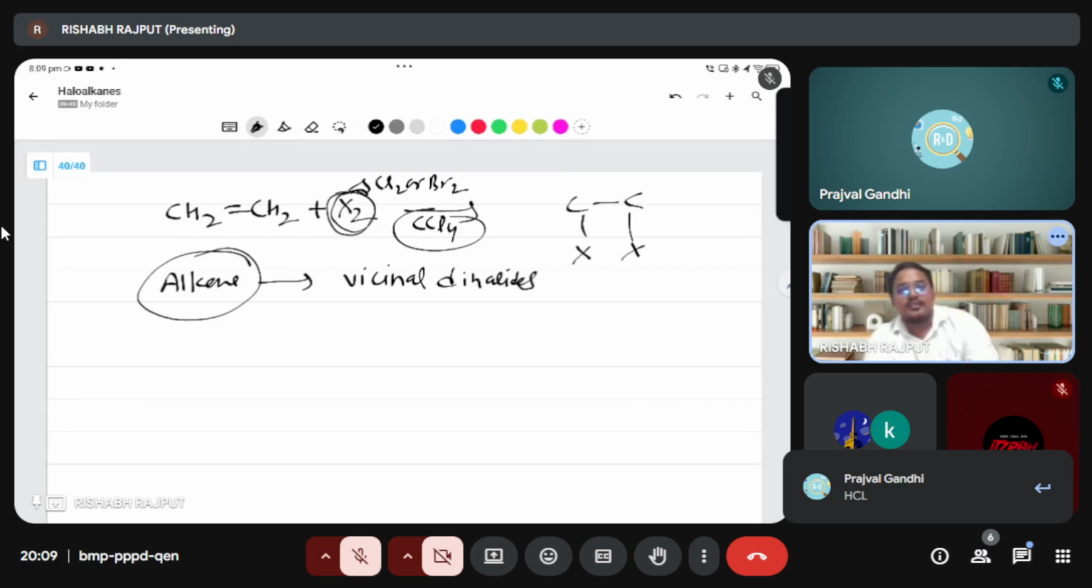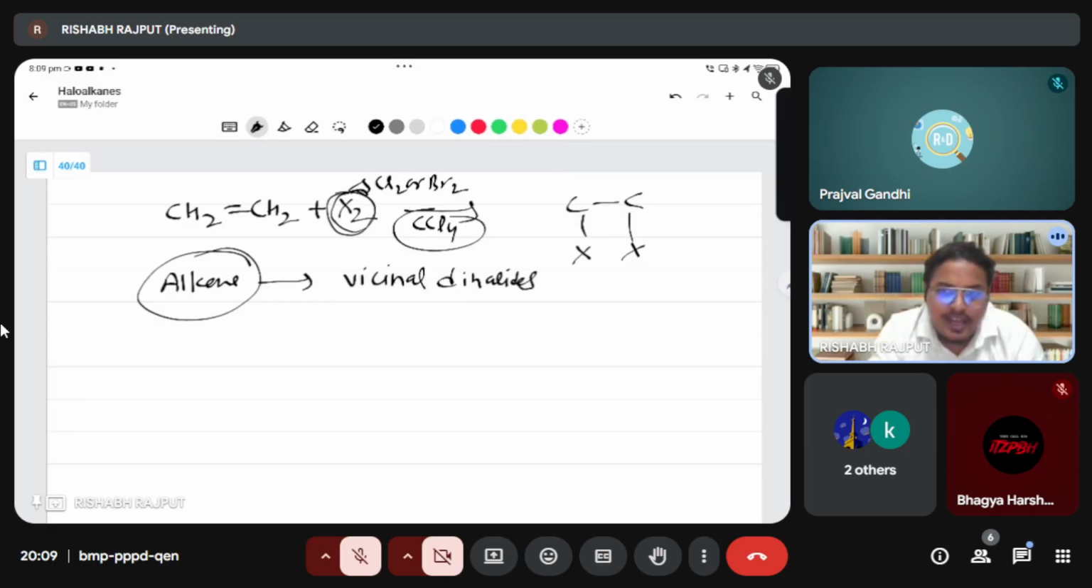You can say it is the addition reaction, because here I am adding an element. So you can say it is the addition reaction.